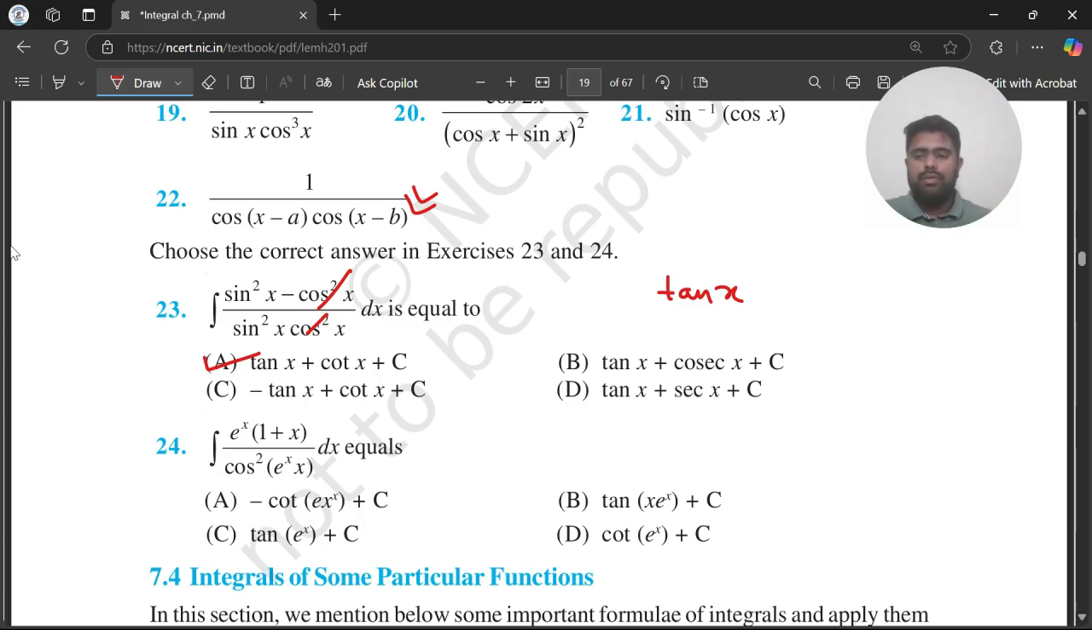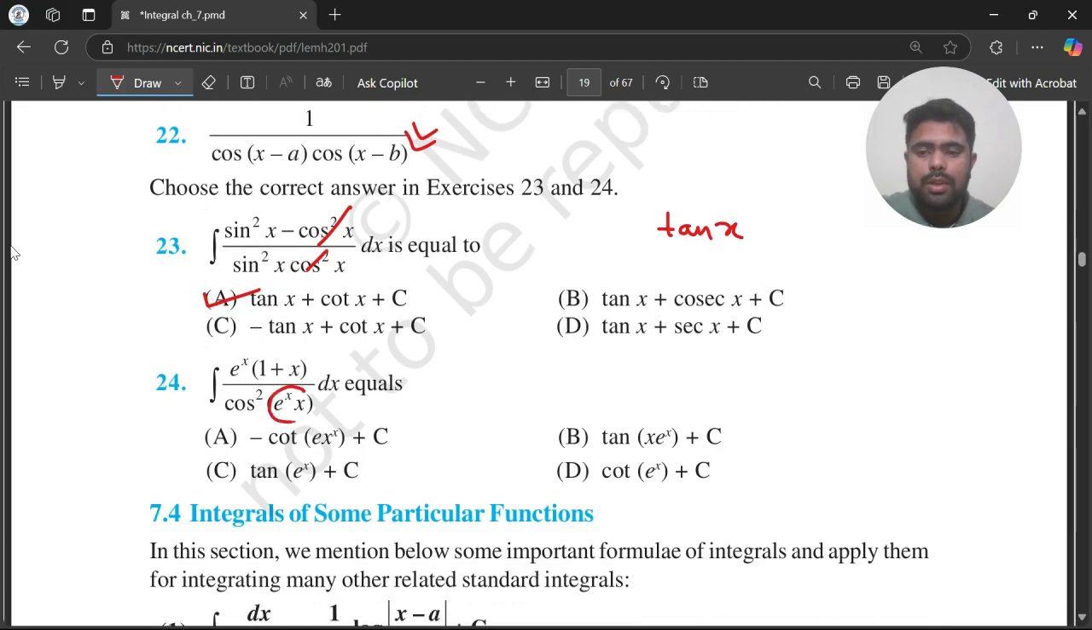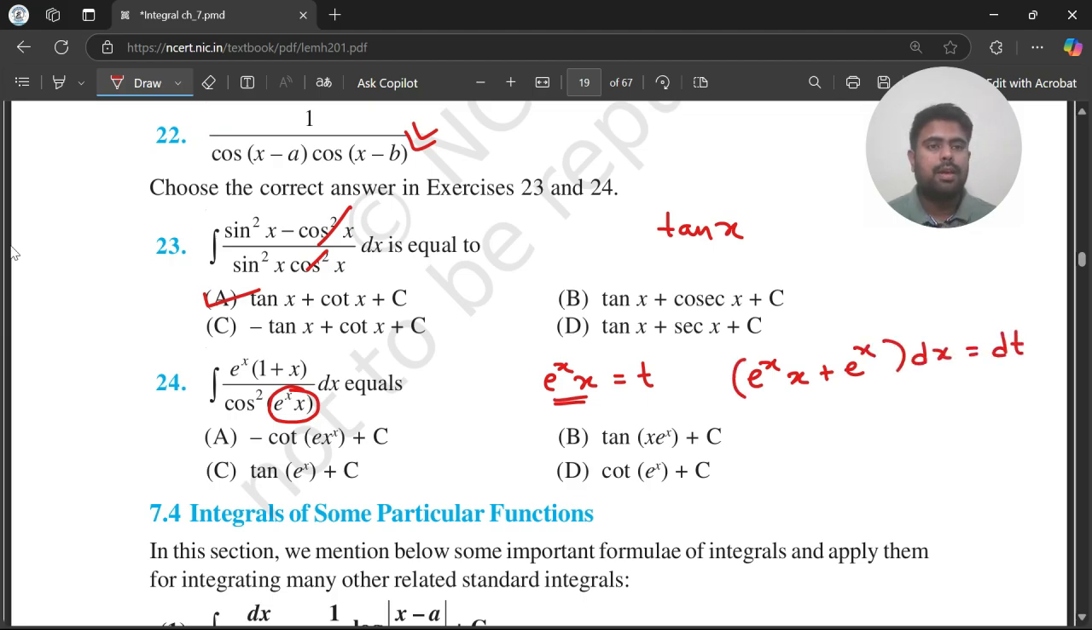Okay, in the 24th integral, if you substitute x e raised to x as t, what will you get? It's a product, so the derivative of e raised to x times x is e raised to x times x as it is, plus e raised to x as it is, times the derivative of x which is 1, and dx is dt. Taking e raised to x out, I will get x plus 1, dx is dt. So e raised to x into 1 plus x into dx is dt.